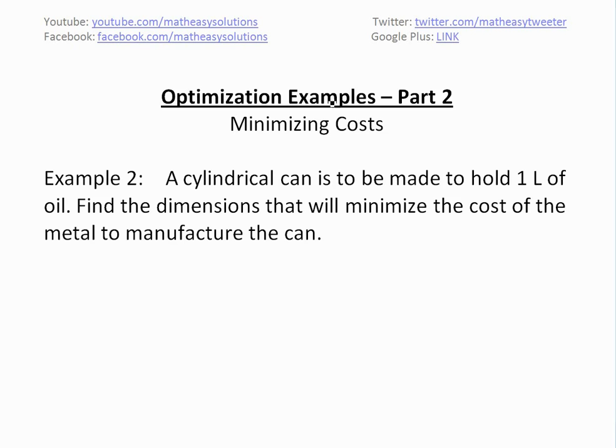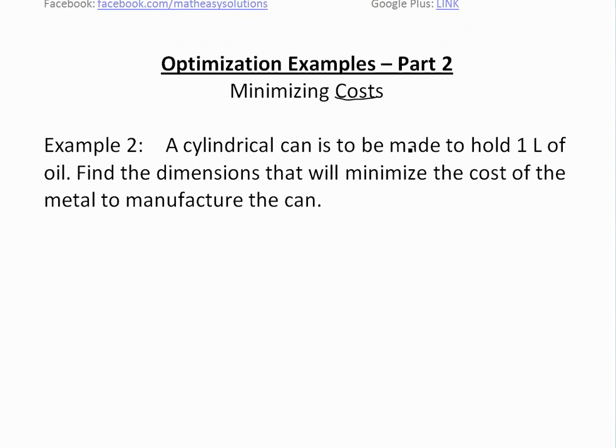Basically, look at part 2 of the example series and look at minimizing, in this case, cost. Let's just look at this example. Example 2: a cylindrical can is to be made to hold 1 liter of oil. Find the dimensions that will minimize the cost of the metal to manufacture the can.